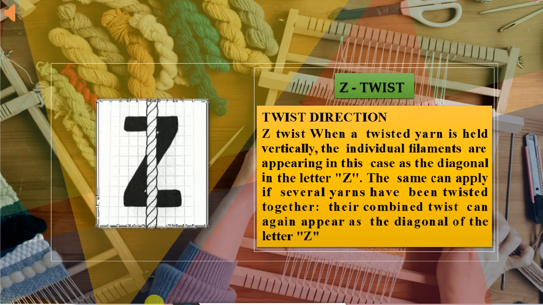Twist direction. Z-twist. When a twisted yarn is held vertically, the individual filaments appear in this case as the diagonal in the letter Z. The same can apply if several yarns have been twisted together. Their combined twist can again appear as the diagonal of the letter Z.